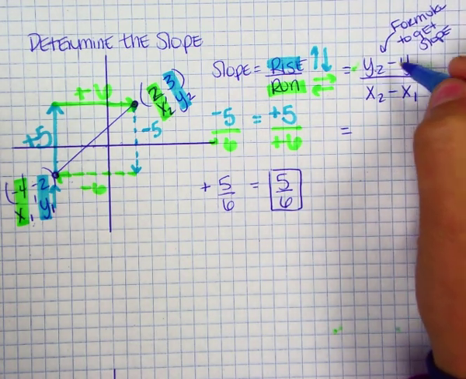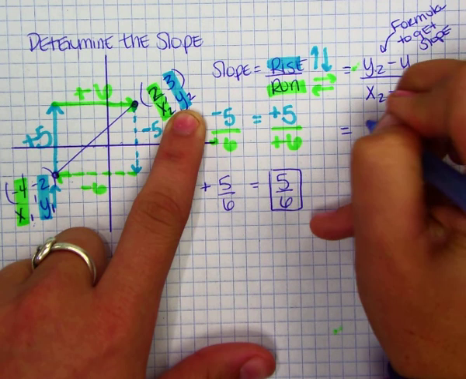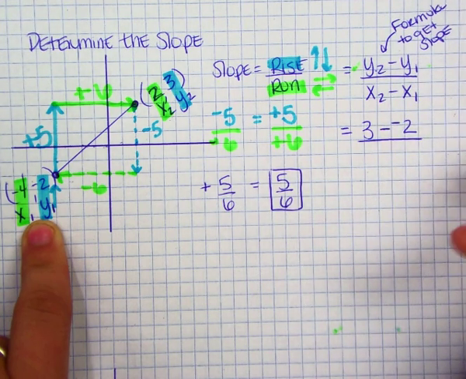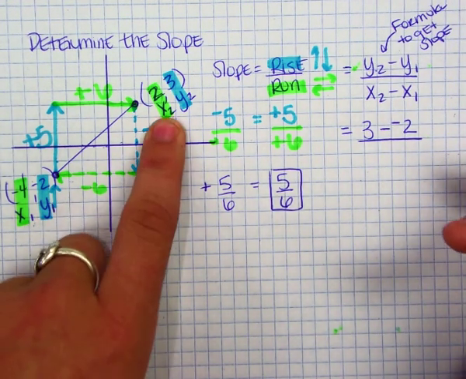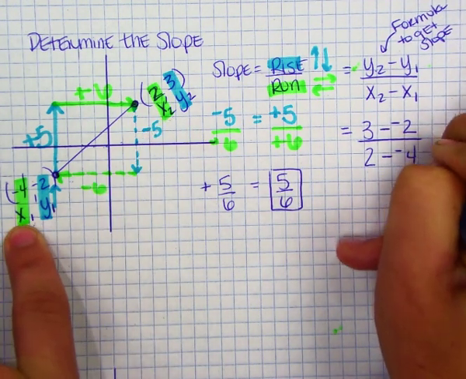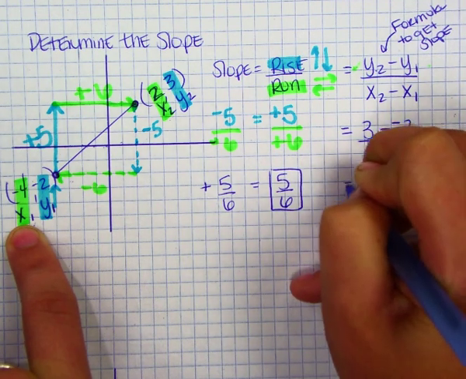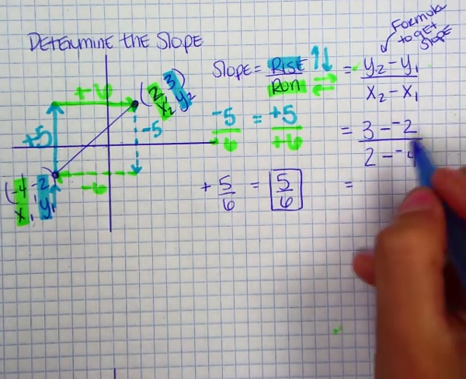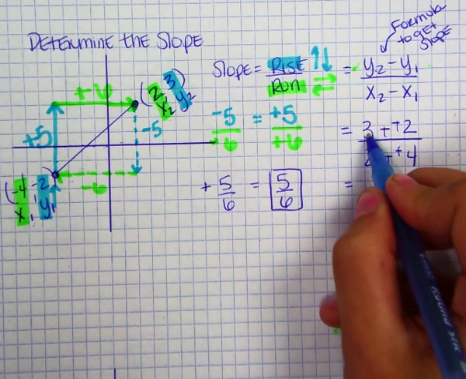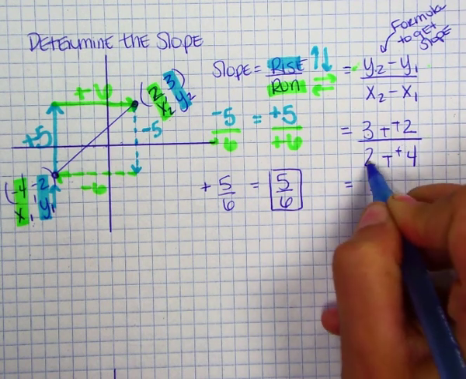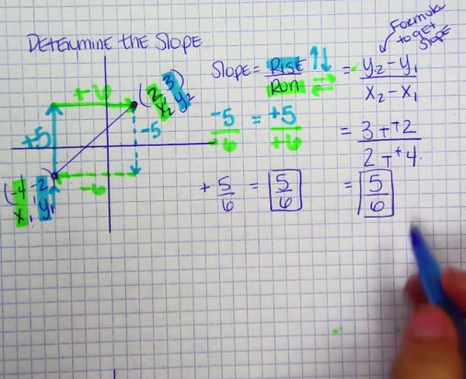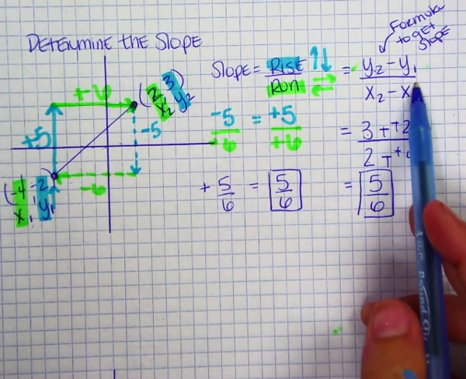So y2 minus y1. y2, which is 3, minus y1, which is a negative 2, divided by x2, which is 2, minus x1, which is a negative 4. Now we need to simplify this. Minus a negative is actually plus a positive. So 3 plus 2 is 5. 2 plus 4 is 6. So as you see, you get the same answer using the slope formula or actually counting it.